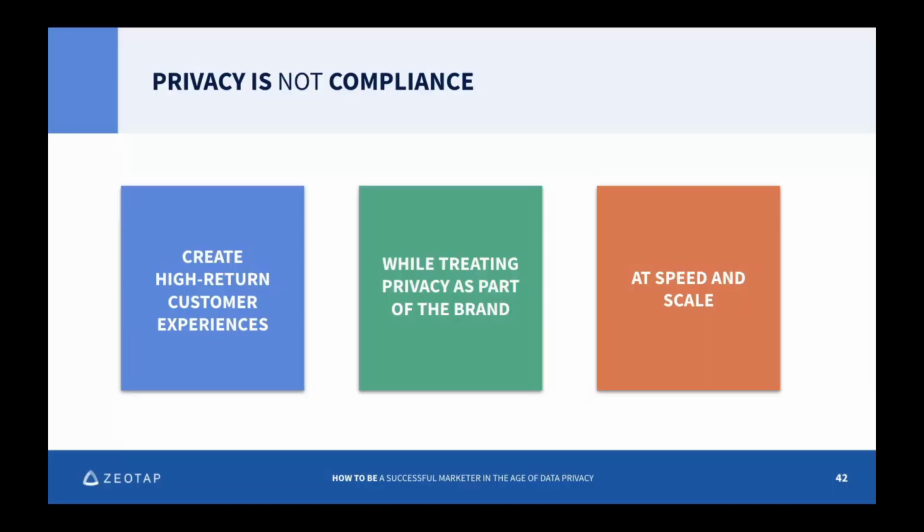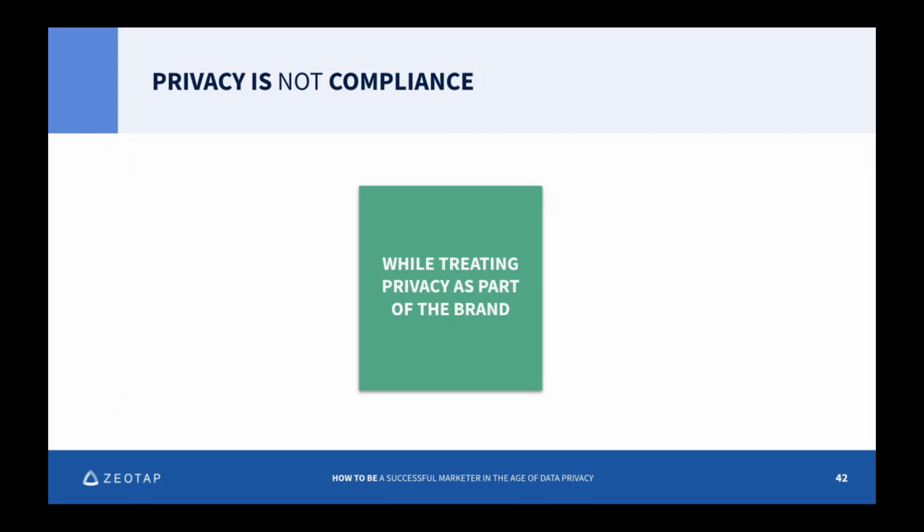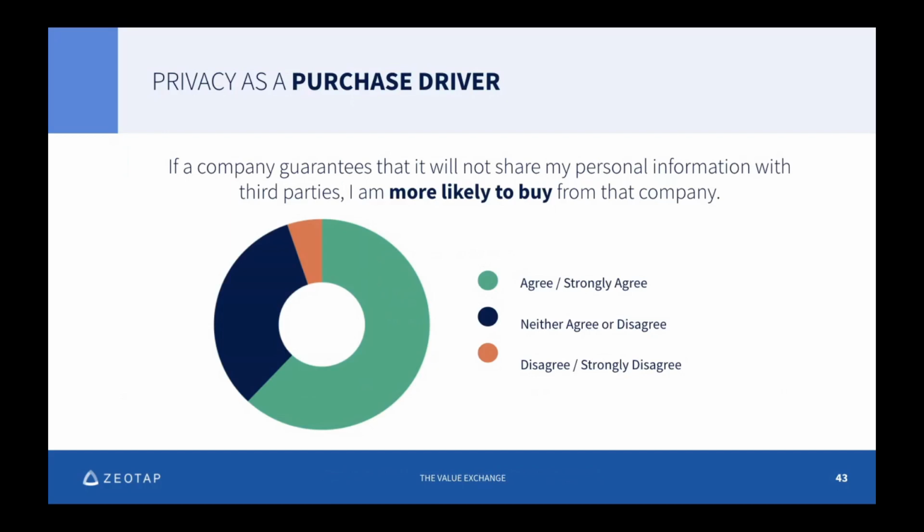And finally, just to round that off, that takes me back to these three pillars that we started with at the very beginning. We know that we're creating those high return customer experiences, and we want to do so at speed and scale. But I'm just going to zero in on this bit in the middle. And there's a reason why I've said, while treating privacy as part of the brand, rather than just saying while being compliant. Because putting privacy first is not just about ticking boxes. What it is about is showing that privacy and safeguarding your customers' data and how you use it is part of what your brand is.